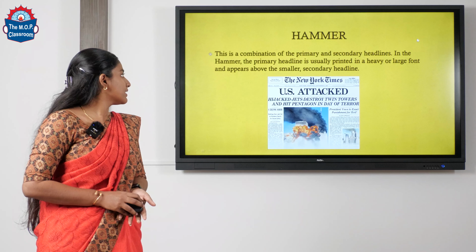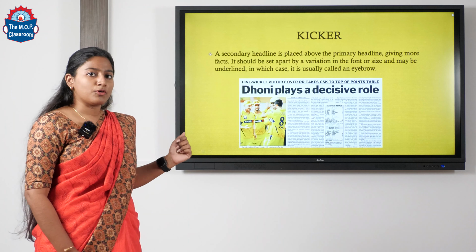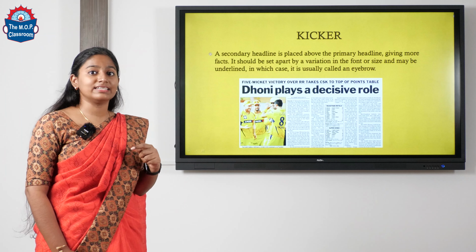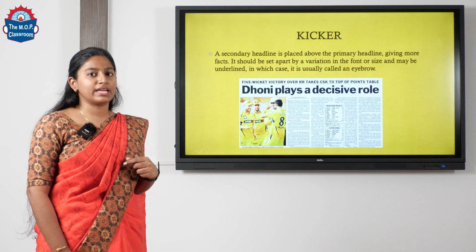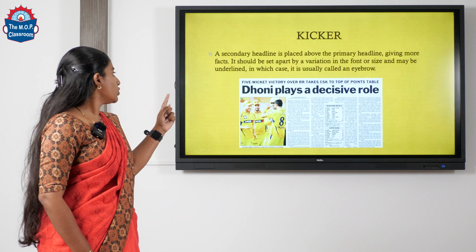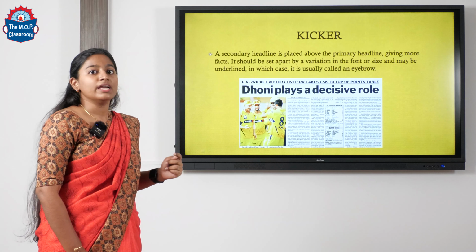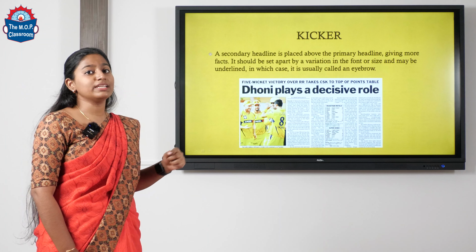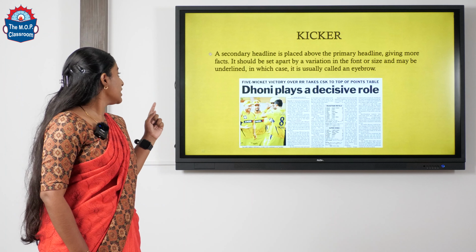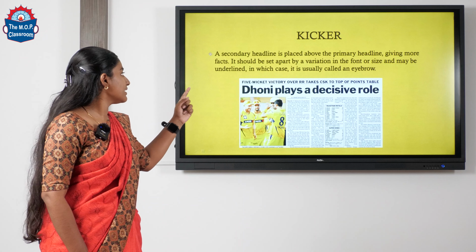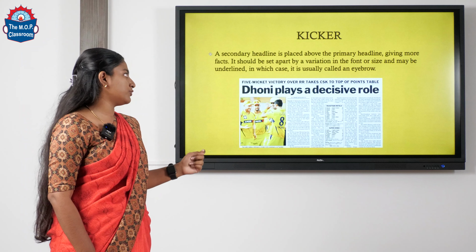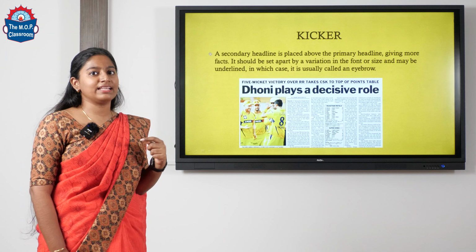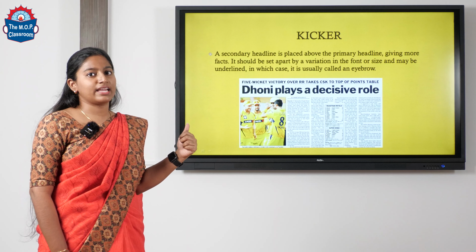Then we have kicker. In this type of headline, the secondary headline is usually written in a single line and it is placed above the primary headline. For example, Dhoni plays a decisive role. It is a primary headline, as you know, because it is visually dominant, and above it you have 5-wicket victory over RR takes CSK to top of points table, which adds additional information to the primary headline. Therefore it is considered as the secondary headline.